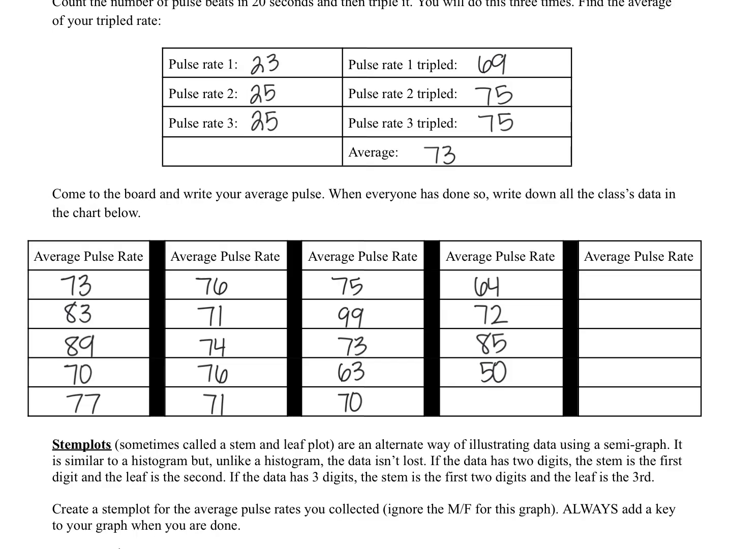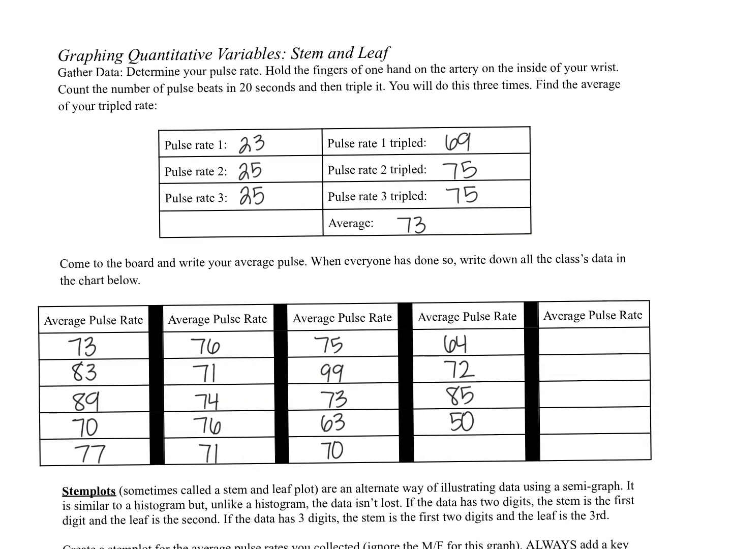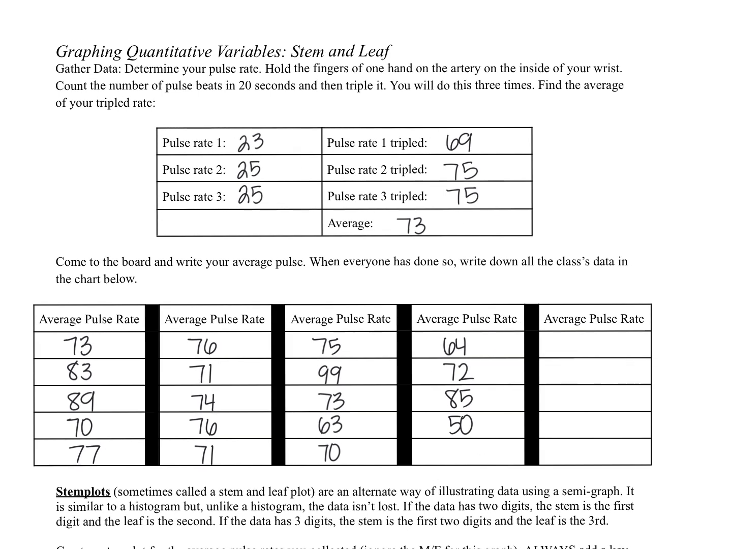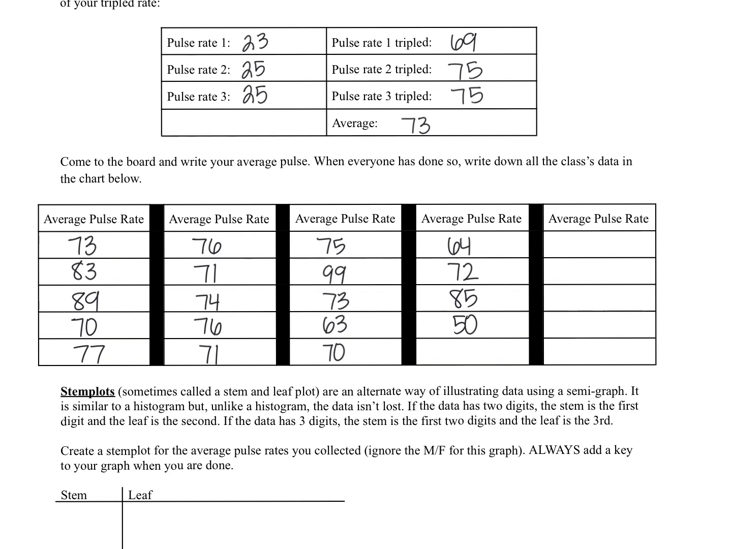So the next type of graph we're going to discuss is a stem and leaf plot, or a stem plot. What we did in class as an activity is for 20 seconds, you took your pulse rate and then you tripled it, and you did that 3 times, and then you took your pulse rates that were tripled and found the average. And then we have a class data set here of average pulse rates. And what we're going to now do is organize this data in a stem plot.